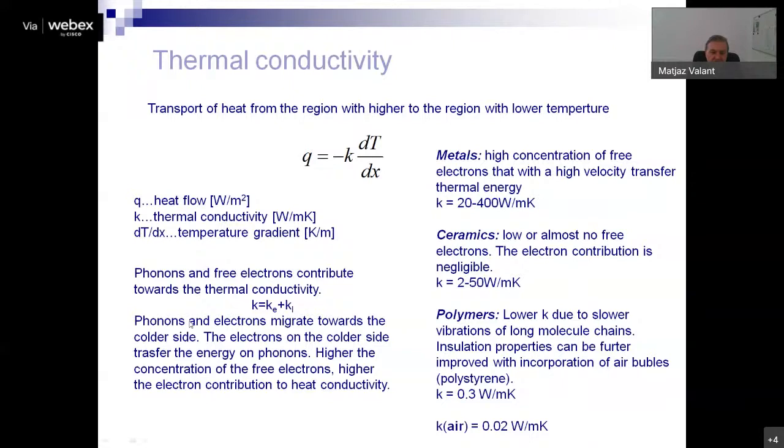So they all migrate towards the colder side. Why free electrons? It's just because at the higher side they have a high energy, and of course these high energy electrons want to homogenize their energy over the material. So they migrate towards the colder side. At the colder side, of course, they can also transfer the energy to the phonons, and therefore we would feel this increase in the heat on the colder side, heating up of the colder side.